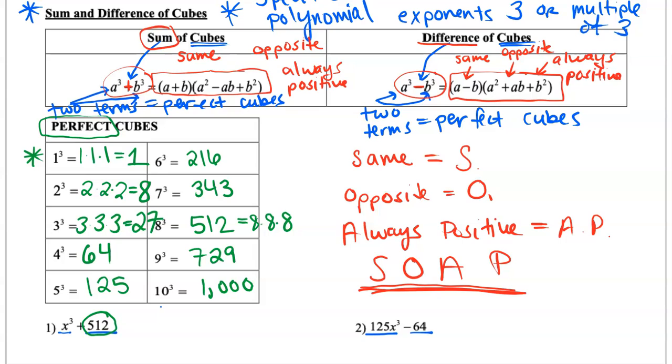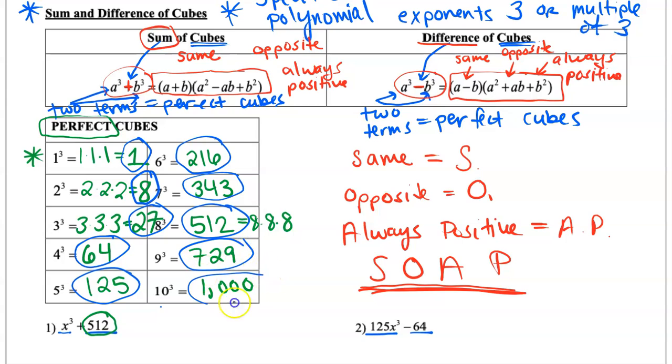So I want you to really make note of these numbers. These numbers are perfect cubes. And when you see them in a polynomial, I want you to go, wait a second, that is a perfect cube. Okay, so we have our list of perfect cubes up to 10 anyways. We have our formulas for factoring. Now let's take a look at how this works.